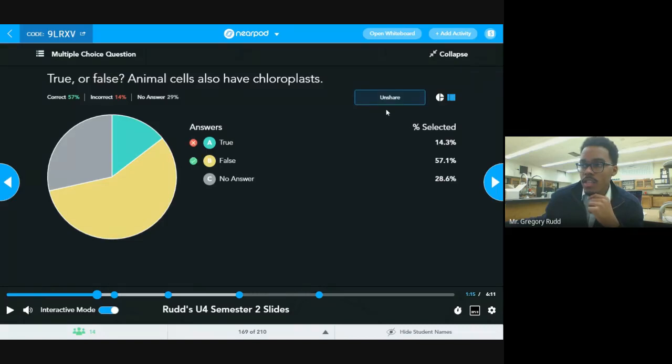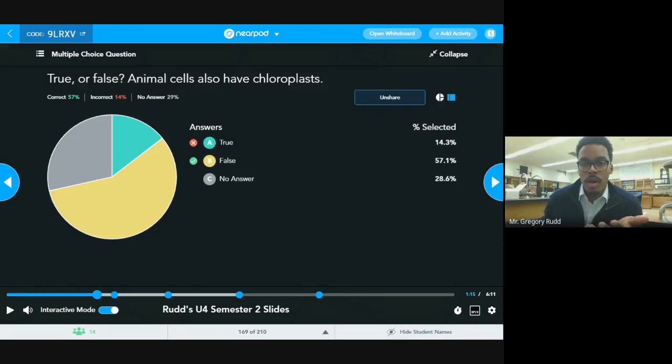All right, so of course this one is false. Animal cells do not have chloroplasts because animal cells do not need to do photosynthesis. Animals like you and I are heterotrophic organisms. We can go out and get our own food. We can eat plants, berries, and other animals.